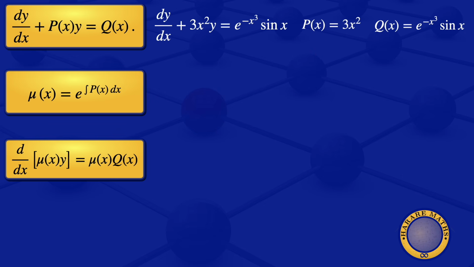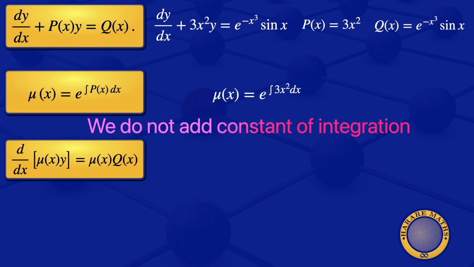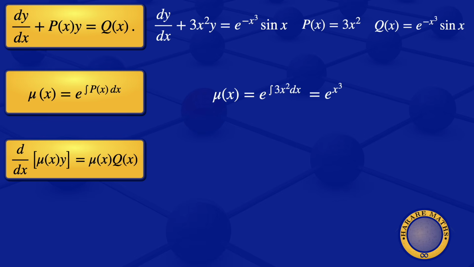So using the p that we have just found, we can go on and find the integrating factor. We have our mu of x is equal to e to the power of the integral of 3x squared with respect to x. And the integral of 3x squared with respect to x gives us x cubed. When we are evaluating the integrating factor, we do not add the constant of integration. So we have our integrating factor is e to the power of x cubed.